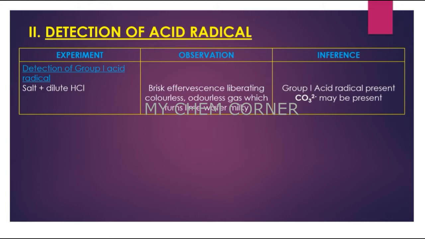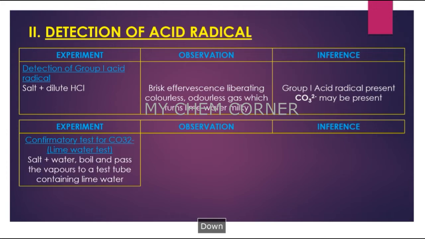So this particular test is actually the group test to tell us that that particular group is present. Now to confirm further that the radical is present, you need to do a confirmatory test for it. The confirmatory test for group 1 is named the lime water test. So what you do is, you take salt and water. Basically you prepare a salt solution, you boil it, and then you pass the vapors to a test tube containing lime water. You shake it well.